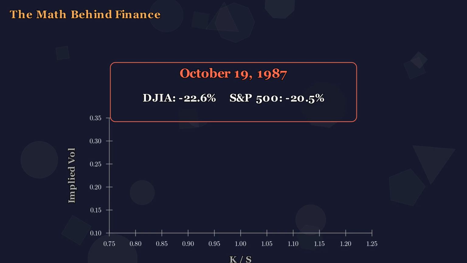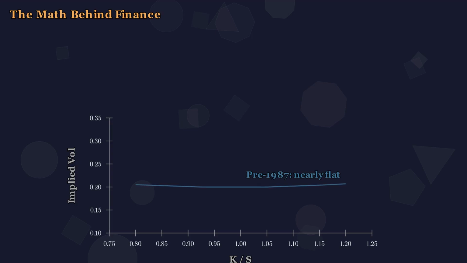Then Black Monday hit. The Dow Jones fell 22.6% in a single session. The S&P 500 dropped 20.5%. After that day, markets never forgot. Traders permanently repriced left-tail risk. The flat line became a skew, and it has stayed that way for nearly 4 decades, before, after.